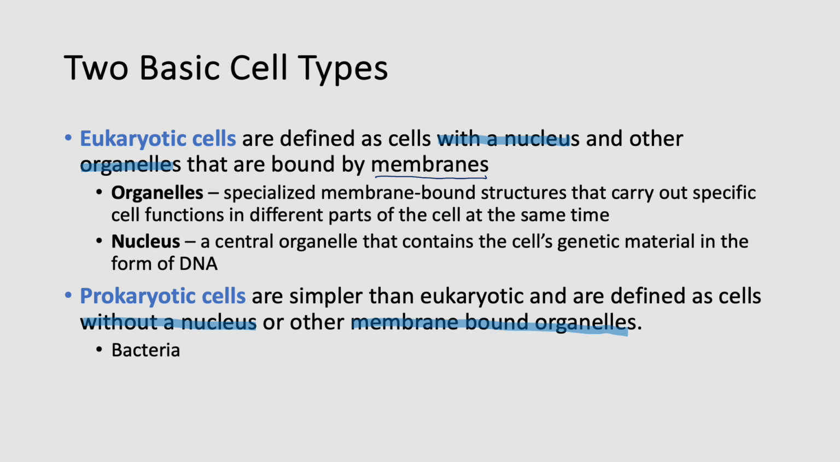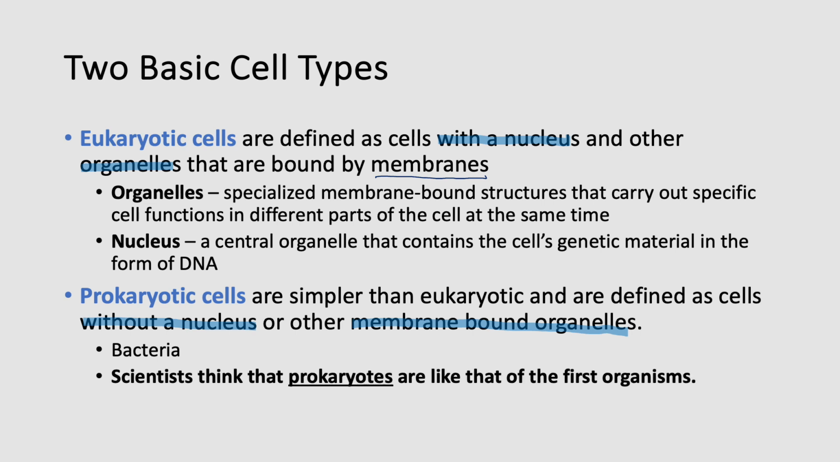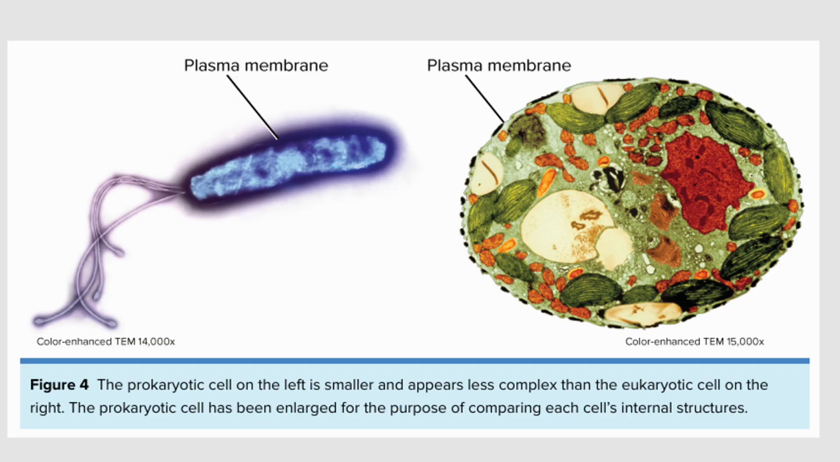Now, prokaryotic cells, an example of prokaryotic cells are bacteria. They're very small, very simple. But scientists think that prokaryotes are like that of the first organism. So most likely the first living thing that evolved on planet Earth were prokaryotic cells.